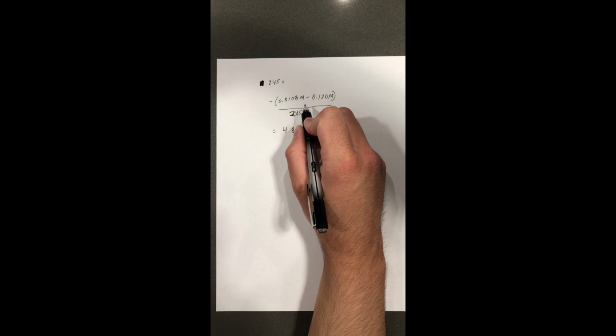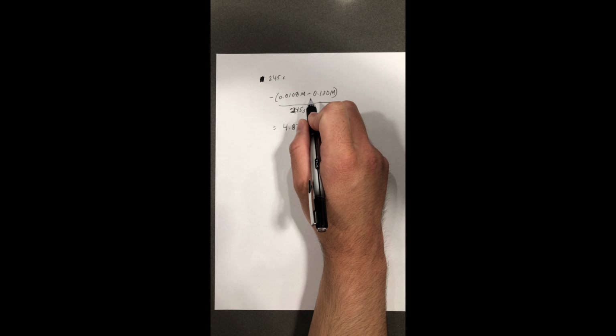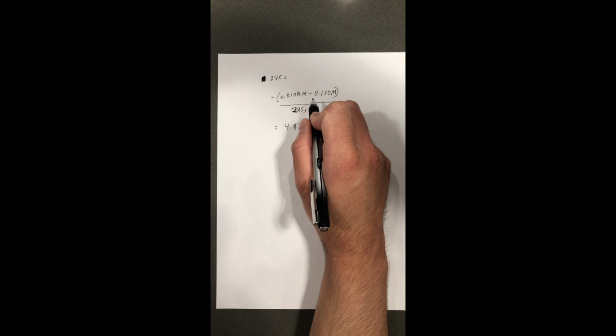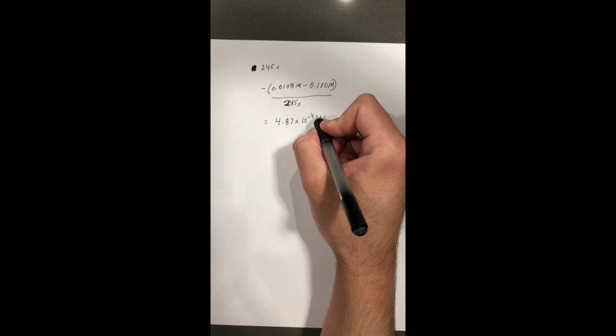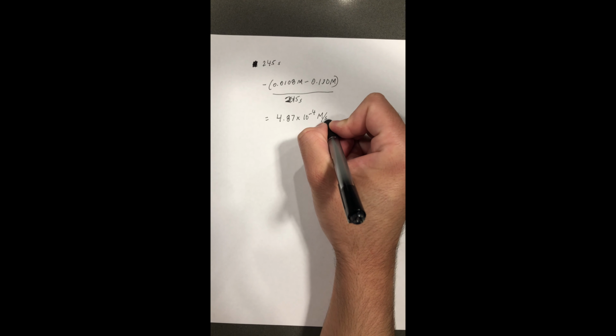From there, we can calculate the rate of the reaction. By calculating the difference in the molarity and multiplying that by -1 and dividing that by the 245 seconds, it gives us the rate of the reaction, which was 4.87 times 10 to the -4th molarity over seconds.